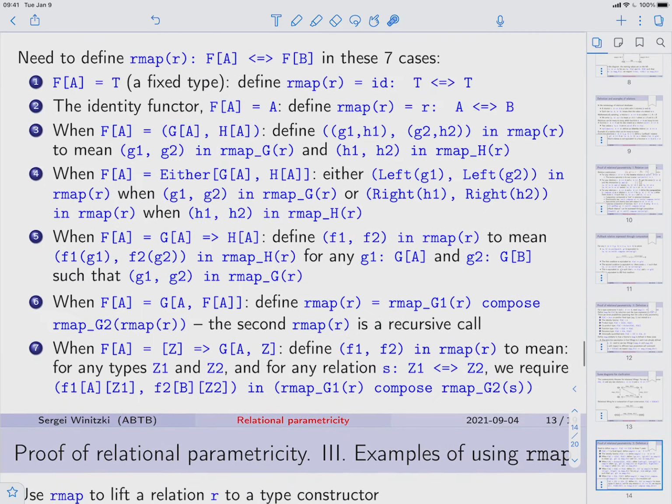So I will show you the definitions. I will not show all the proofs of this, but I'll show you the definitions of how we lift a relation R to a relation rmap of R in the seven inductive cases.